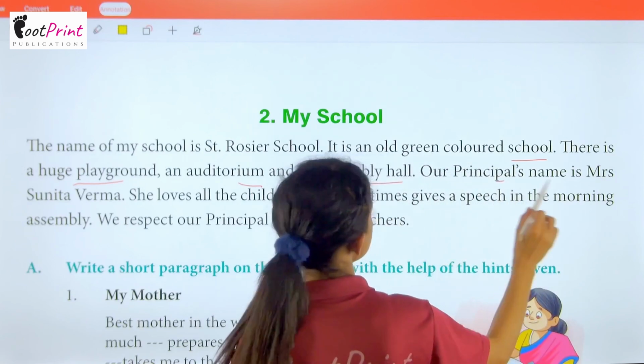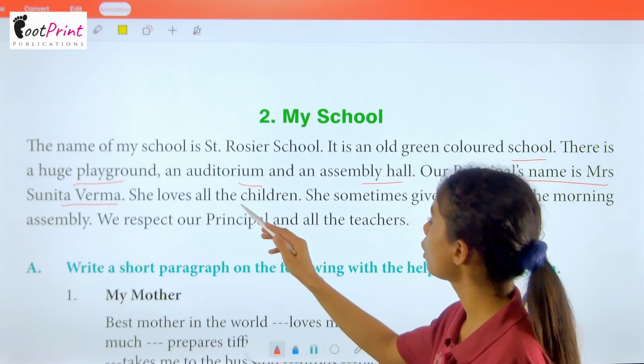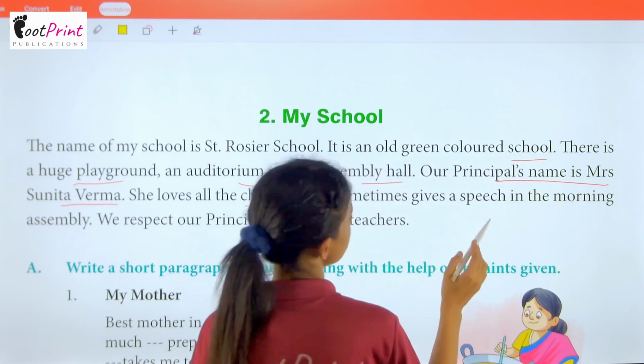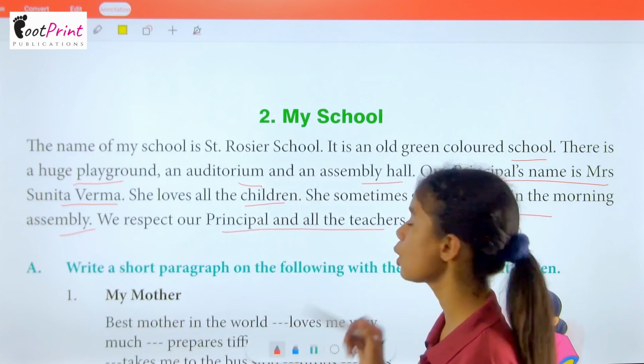Our principal's name is Mrs. Sunita Verma. She loves all children. She sometimes gives a speech in the morning assembly. We respect our principal and all the teachers.